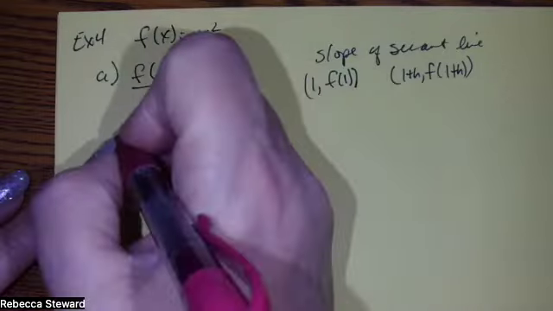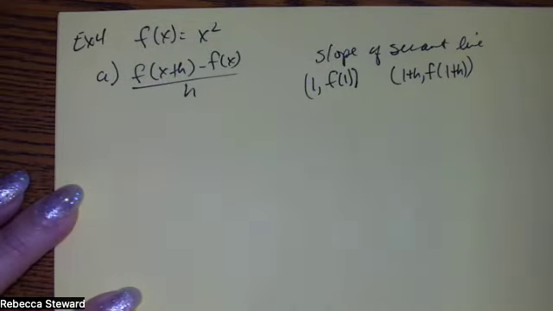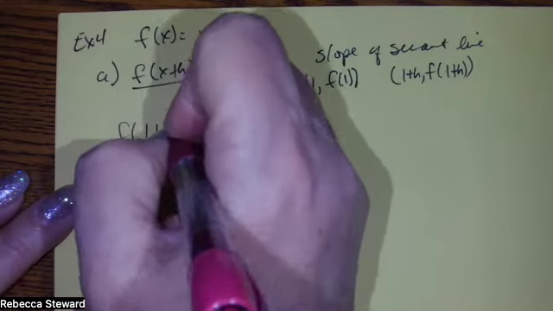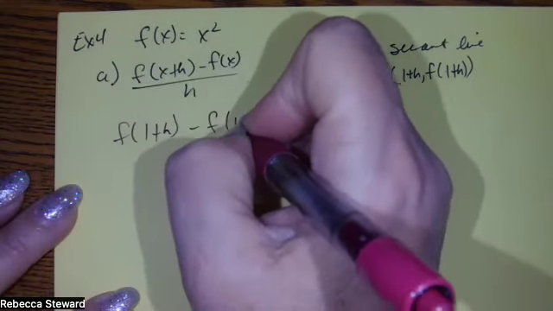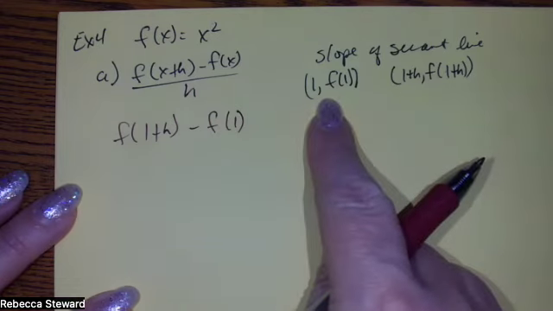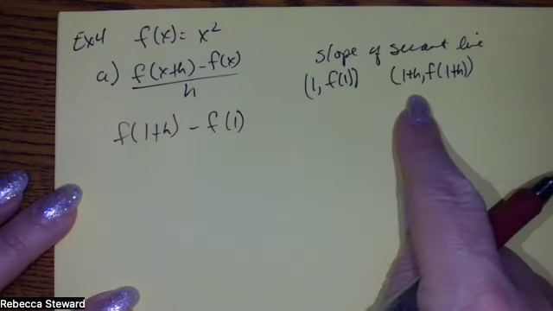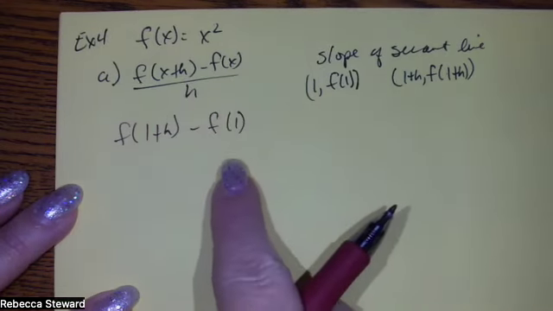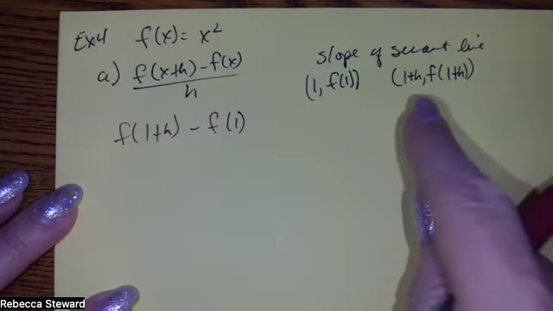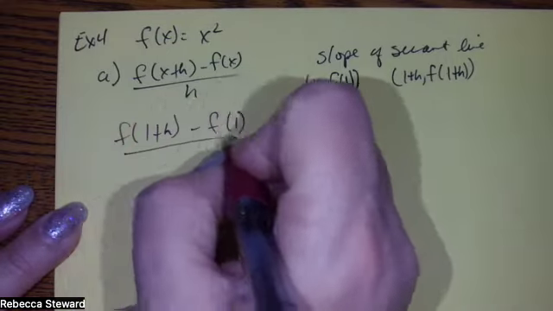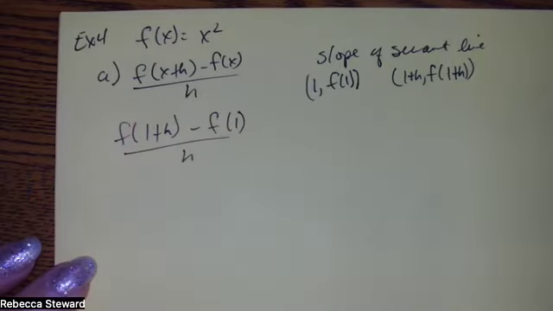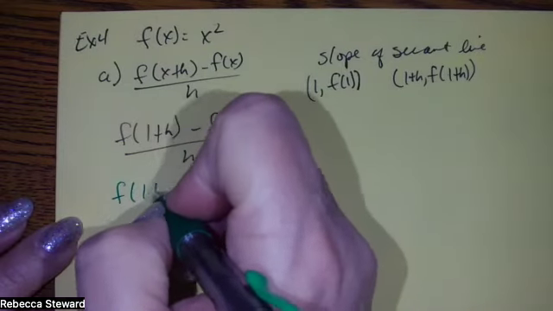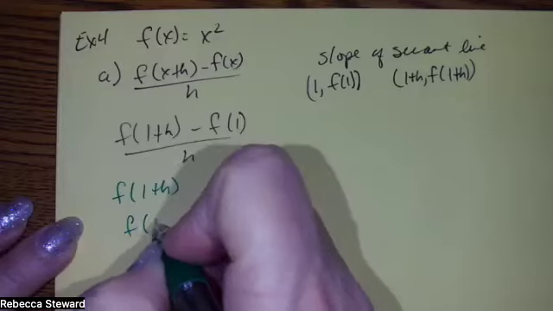All righty, we have f at 1 plus h minus f at 1. Those are the 2 values that we are looking at. We have our f of x plus h, f of x. They've kind of told us this is what we're looking for, and this will all be over h. So I'm going to go find these 2 parts: f at 1 plus h, and f at 1.